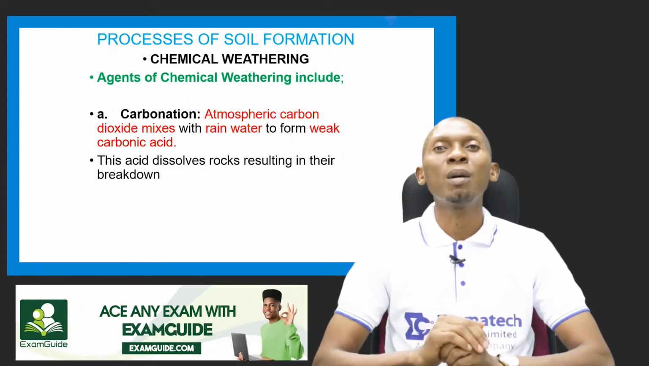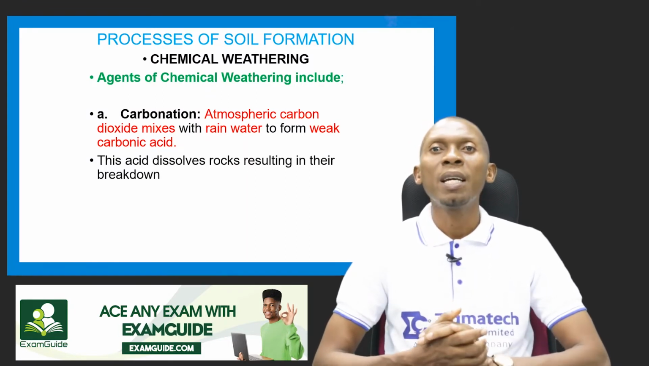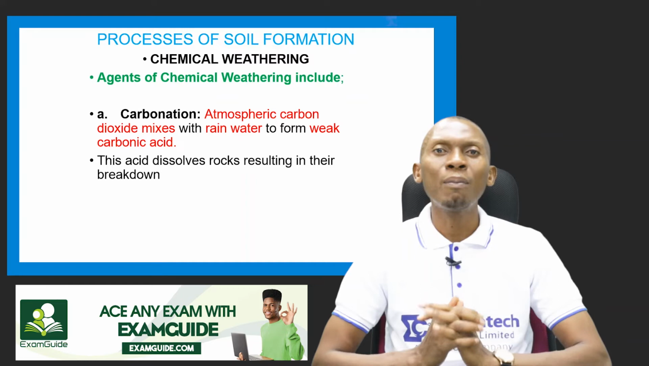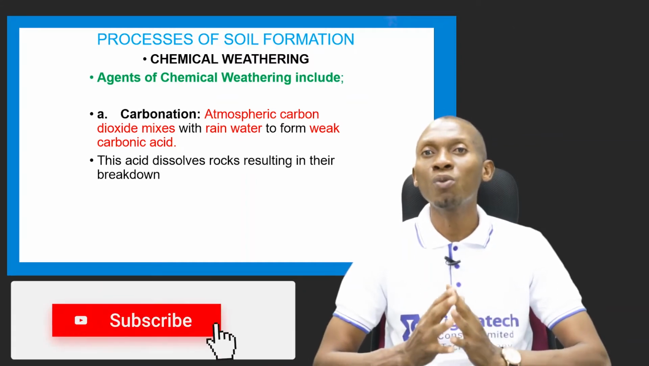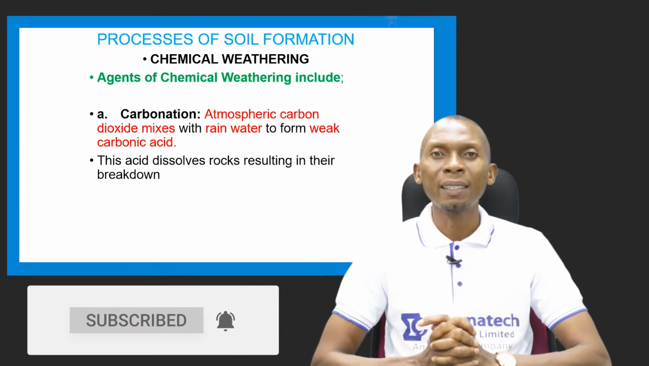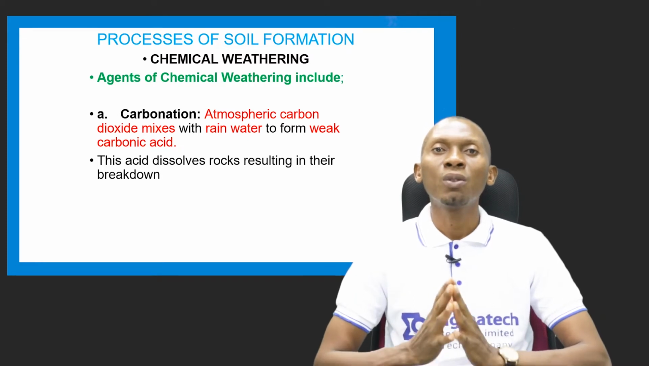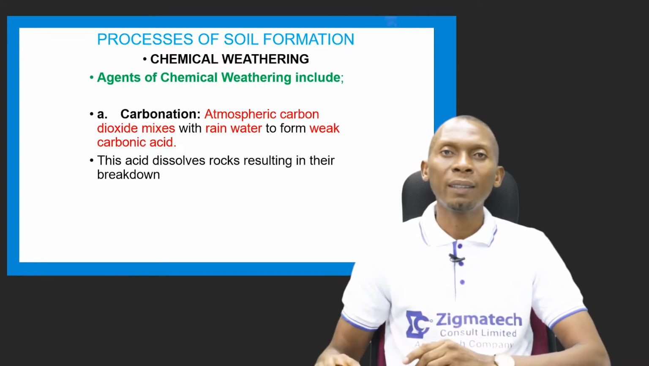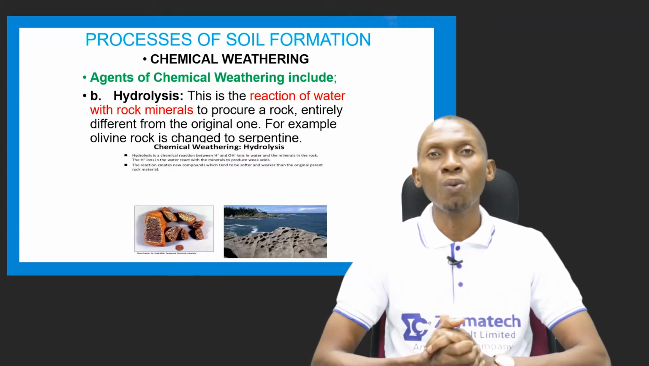So starting with carbonation as an agent of chemical weathering or a type of chemical weathering, here we're looking at carbon dioxide in the atmosphere, which now mixes with rainwater to form carbonic acids. Now, these carbonic acids will cause rocks to break down and disintegrate. So that is carbonation as an agent of chemical weathering.